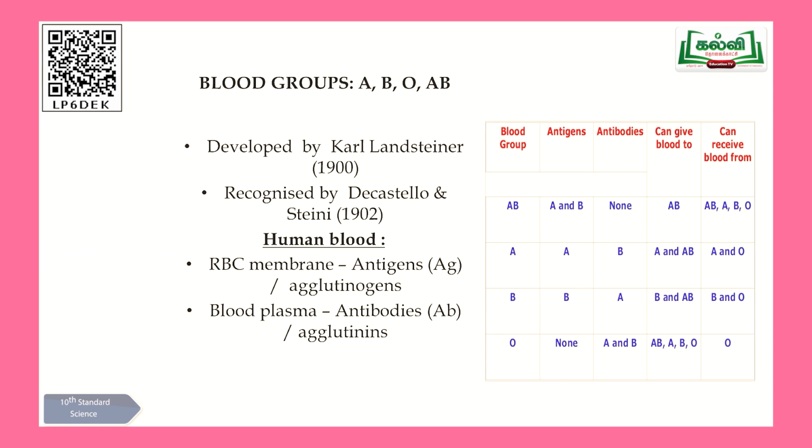So, an AB person is called a universal recipient. He can receive from any group. When you are going for blood donation, children, you must know these types. Otherwise, for example, when a patient with B group is admitted in the hospital, they are searching for B group, you must belong to that group. Then only that patient will not die.